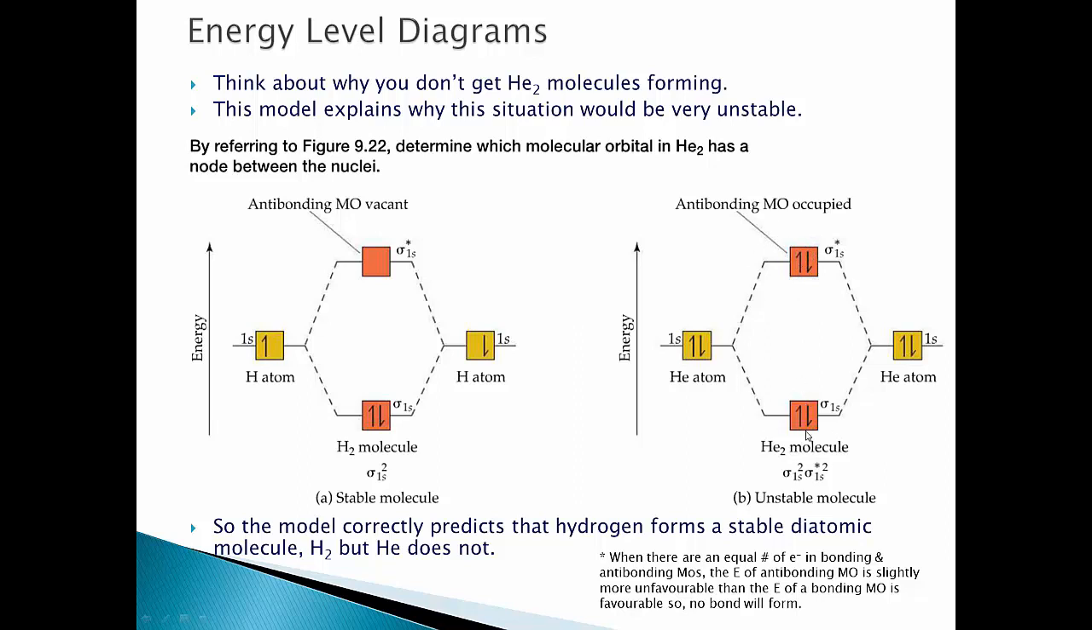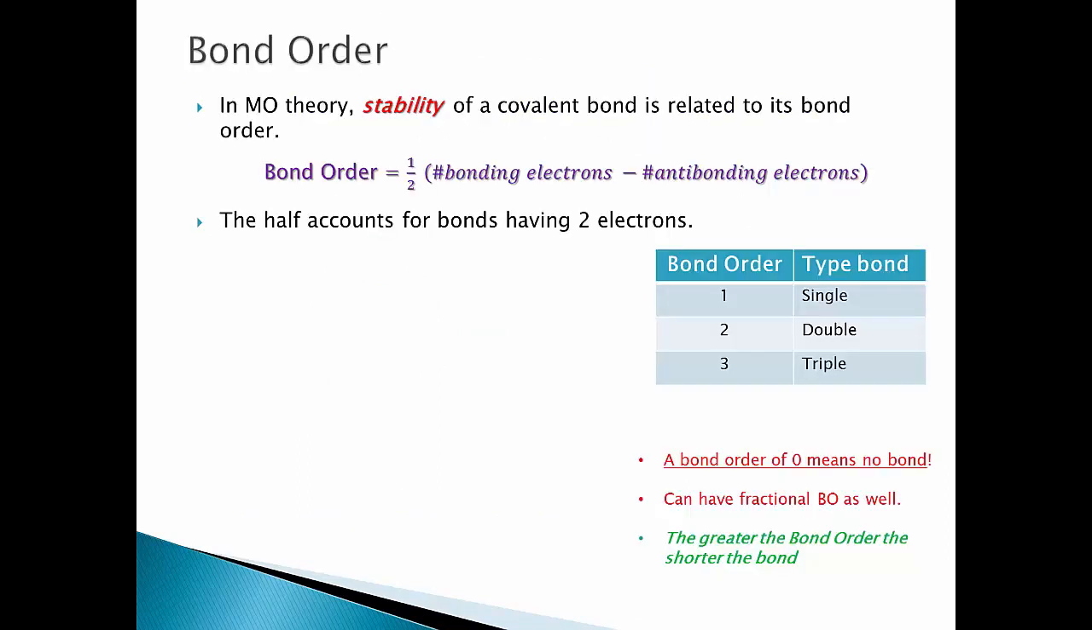We'll see on the next slide how to mathematically work that out. Helium-2 doesn't exist and H2 does exist, and this ties into bond order. Bond order is used to work out the stability of a covalent bond. The formula for bond order, which is not in your sheet, is half the number of bonding electrons minus the number of anti-bonding electrons. If you get a bond order of 1, it's a single bond, 2 is a double, 3 is a triple. If you get 0, it means there's no bond.